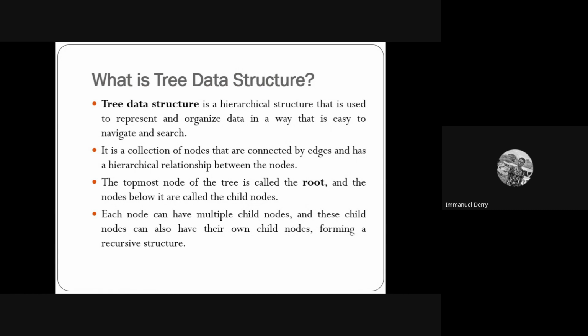And in this scenario, the topmost node of the tree is called the root. That is, in our case, you can say the parent happens to be the root, and the nodes below it are called the child nodes. And each of the nodes can have multiple child nodes, and these child nodes can also have their own child nodes as well, forming a recursive structure.